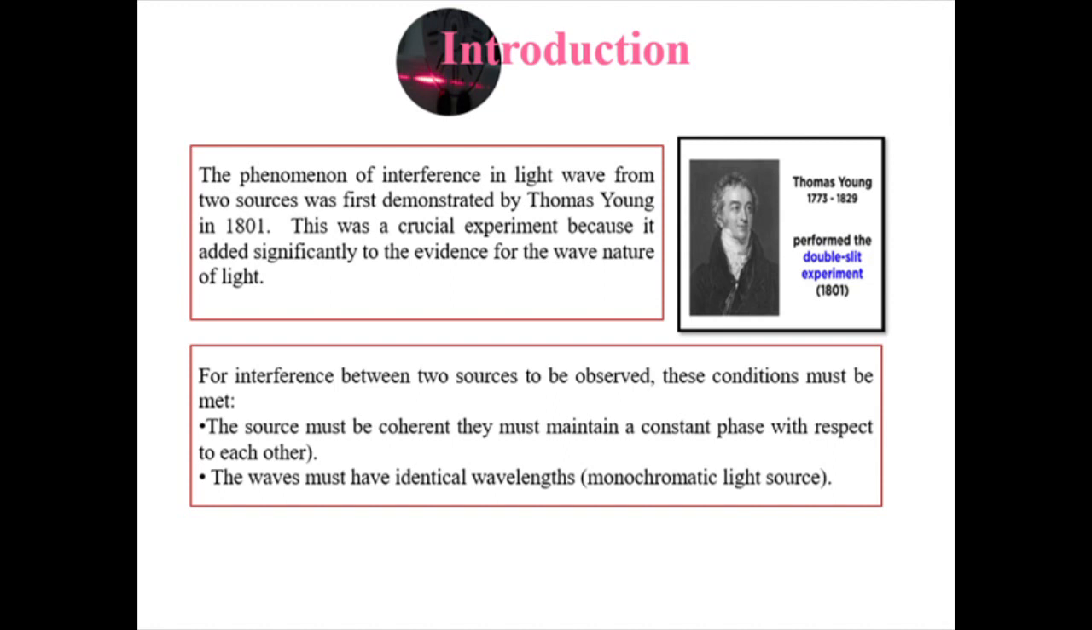For interference between two sources to be observed, these conditions must be met. First, the sources must be coherent. They must maintain a constant phase with respect to each other. The waves must also have identical wavelengths, a monochromatic light source.